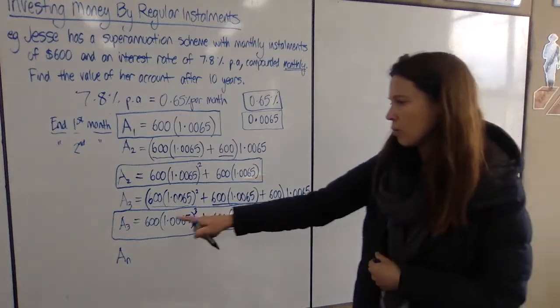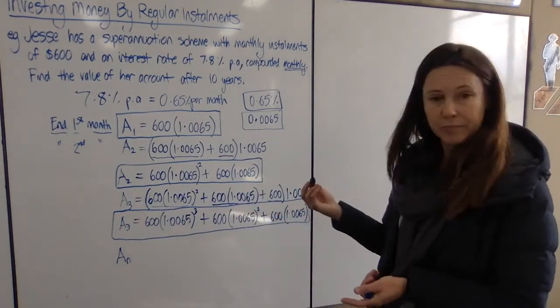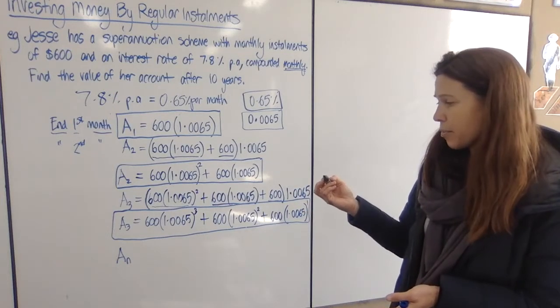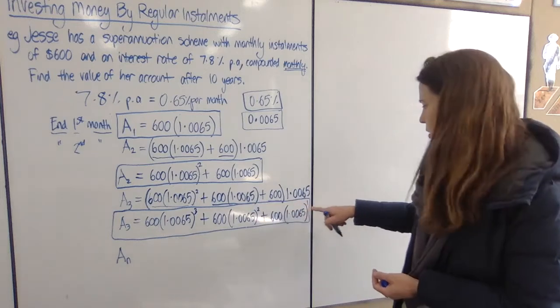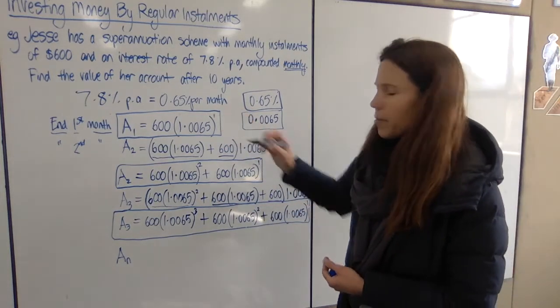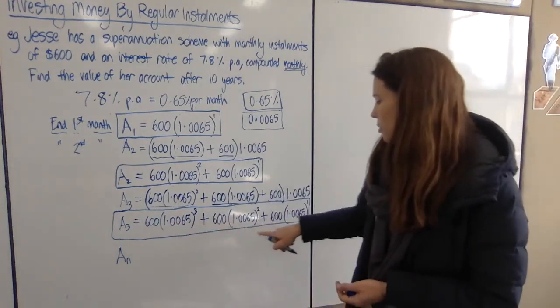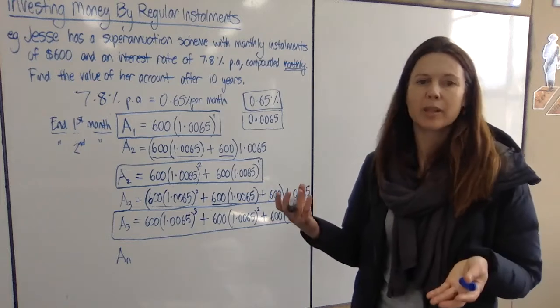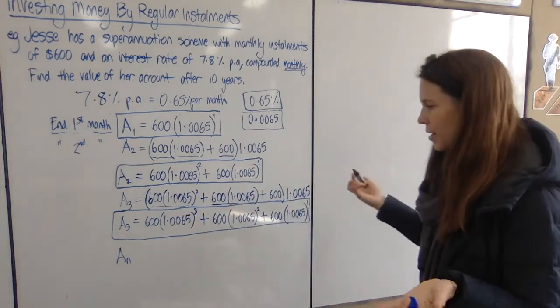Well, when we had the end of the third month, we had a 3 and a 2 and a 1. So at the end of the nth month, we're going to have an N and an N minus 1. And it's going to keep on going all the way down. We always finish with this term, don't we? Each of them had that in it. All of the terms have 600 in them as well. Have you noticed that? So really we could factorise and bring the 600 out the front of some brackets. To me that makes sense.